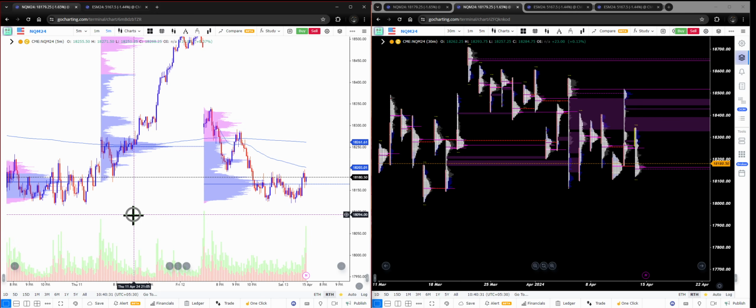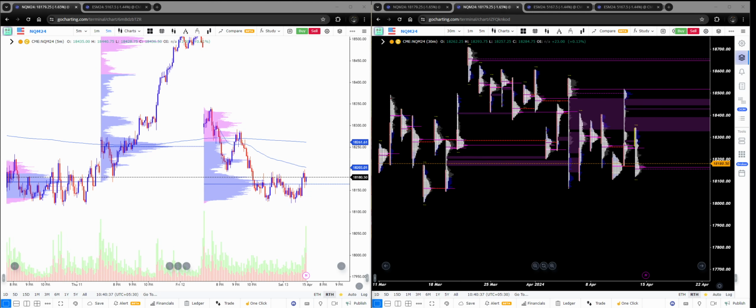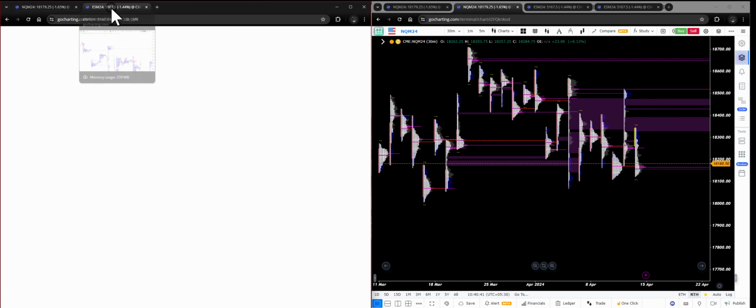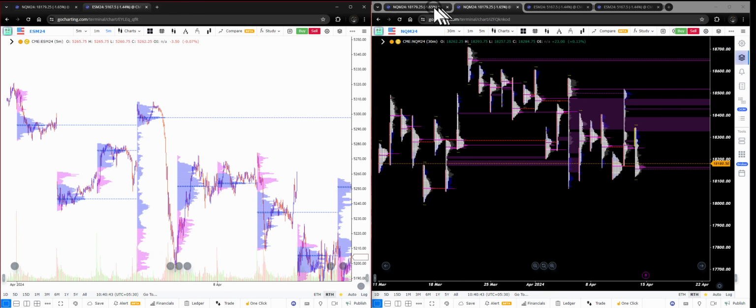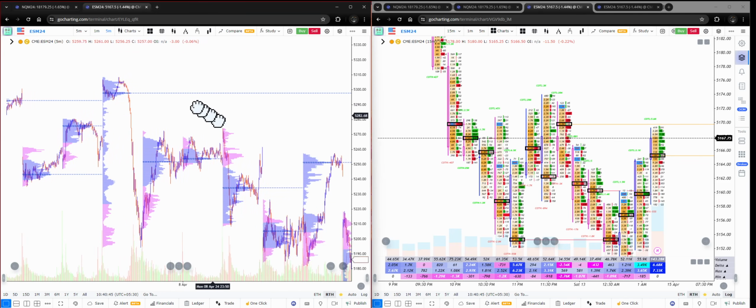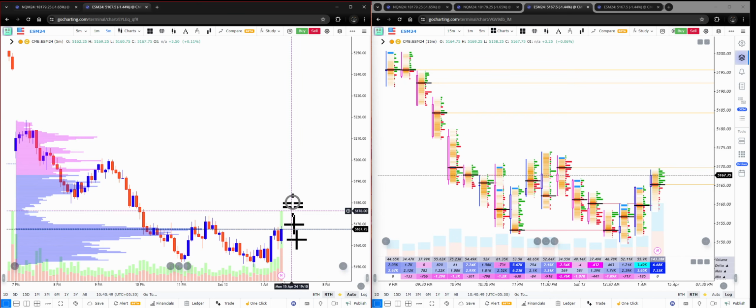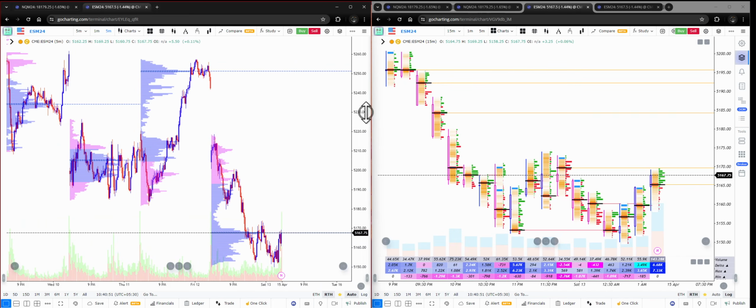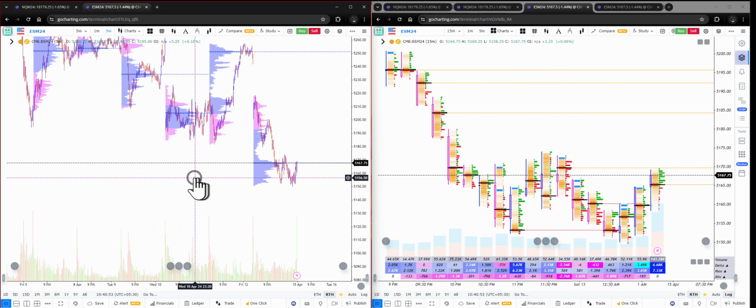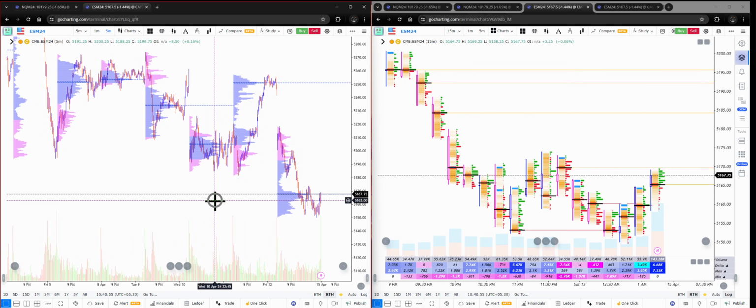So with that, we've just covered the NASDAQ. Now let's go on to the S&P 500 and see what was happening there. Let's get an S&P 500 chart over here. Let's refresh this.